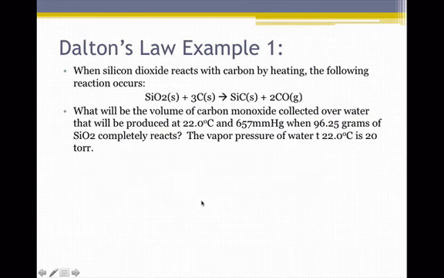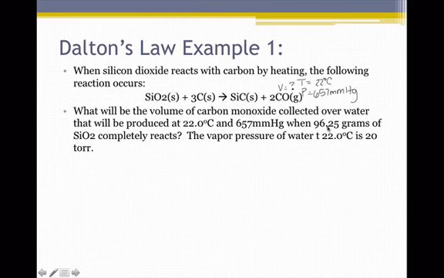So here's our example with water vapor. When silicon dioxide reacts with carbon by heating, the following reaction occurs, and they give it to us. What would be the volume of carbon monoxide? So I'm looking for the volume of carbon monoxide collected over water that will be produced at, let's see if I can squeeze all this stuff in, temperature is 22 degrees Celsius, and pressure is equal to 657 millimeters of mercury.